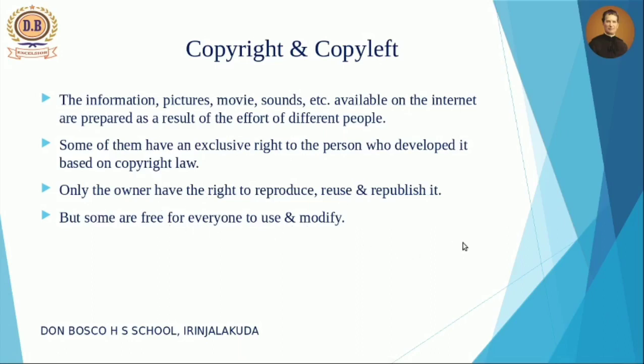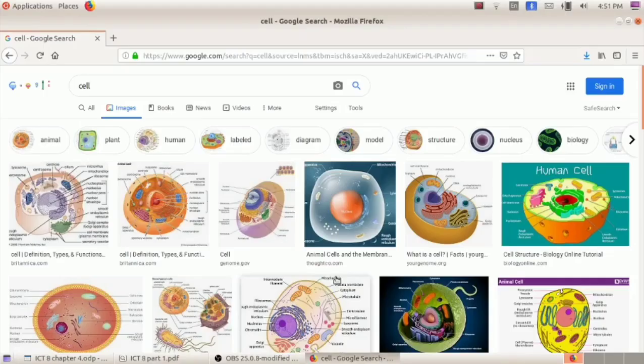That is copyleft. So some websites give us the right to copy the pictures or use the information in that. But some websites do not allow us to use the informations in that. Only the owners have the right to reproduce, reuse or republish it. That's about copyright and copyleft. So while we search and use information or pictures from internet, we must be aware whether it is free to use or not. If it is not free, we have to get the permission from the person or institution concerned with it.